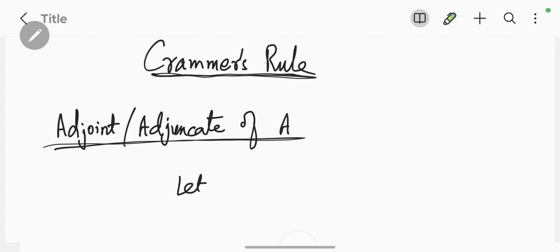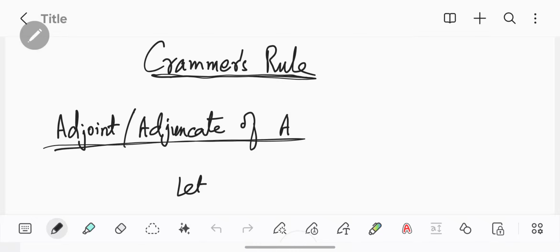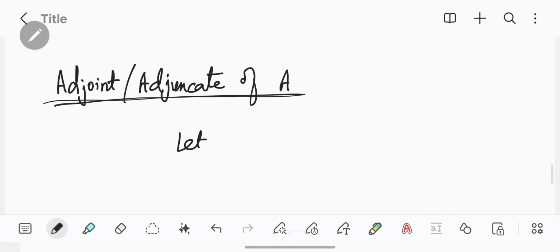Hello. In this video and the next couple of videos, our main focus will be on Cramer's rule. In order to explain Cramer's rule, we need to find the inverse of a 2 by 2 and 3 by 3 matrix. For that, we need the adjoint of the matrix. So in this video, we will explain what the adjoint of a matrix is.